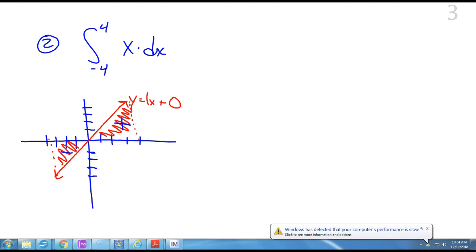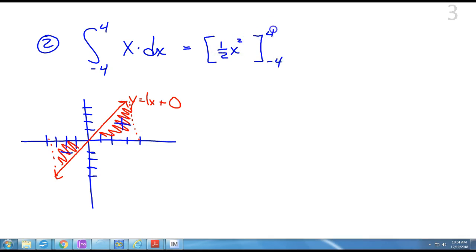So what's the integral of x? 1/2 x squared. Going from -4 to 4. You guys right? You sure? Okay. Still blown away by that line thing? Maybe I didn't ask the question very well, I don't know.